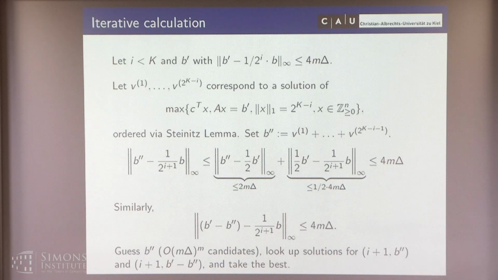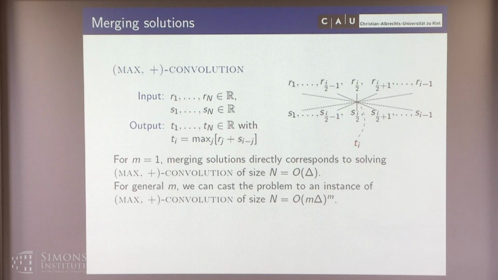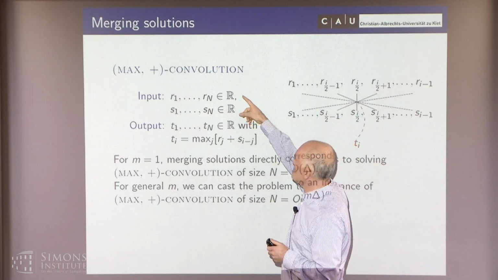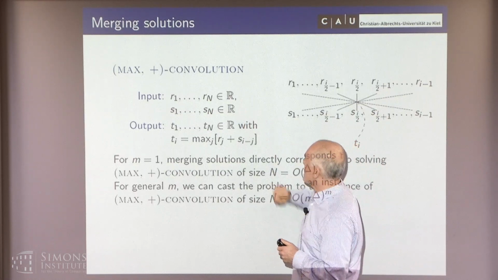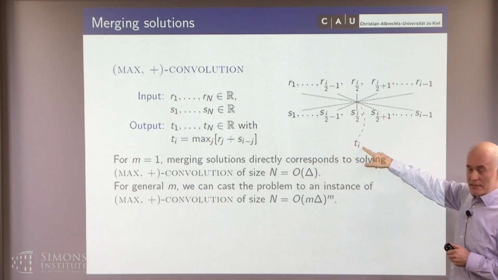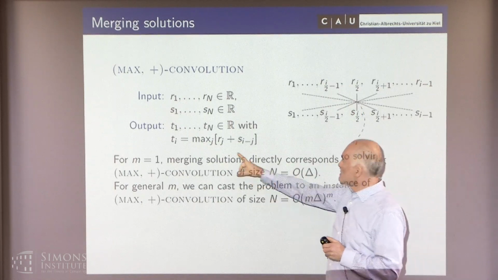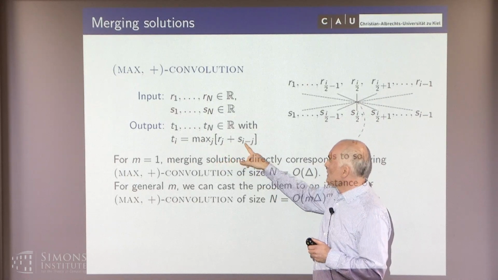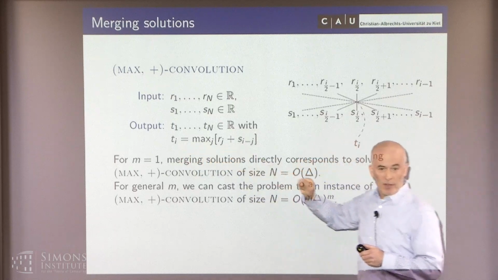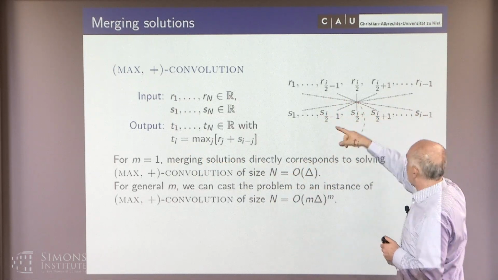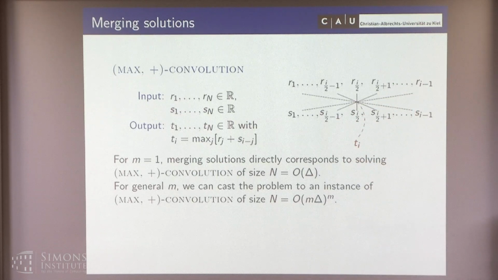So let us look at how the convolution works. In general, the convolution is defined as follows. You have a sequence of numbers, one sequence R and one sequence S, and you would like to compute the values Ti, where Ti is the maximum of the combinations where the sum of the indices gives this i value. So that means you connect these values and take the best overall.